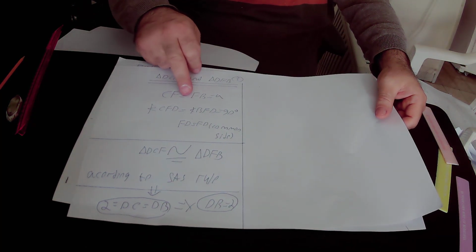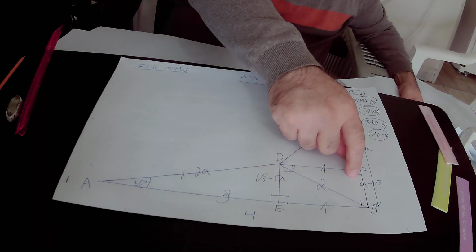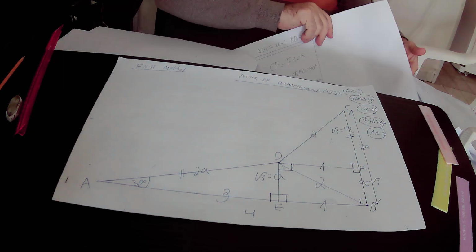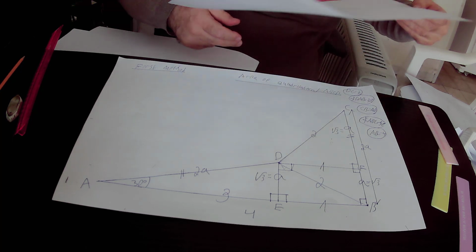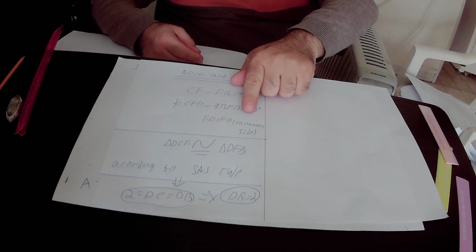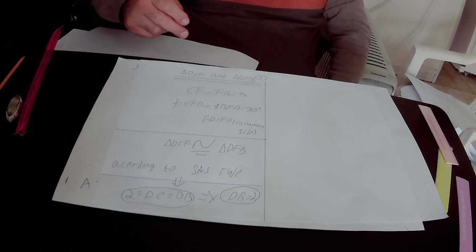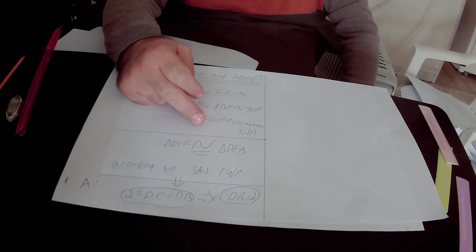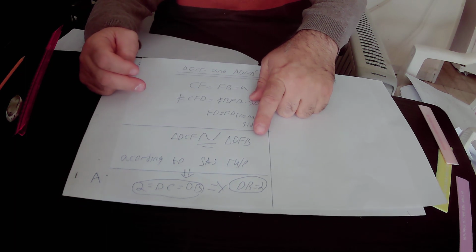Angle CFD equals angle BFD equals 90 degrees. Those 2 angles are both right angles, therefore they are equal to each other. DF is a common side, it belongs to both triangles. So we proved that triangle DCF is congruent to triangle BFD according to the side-angle-side rule.